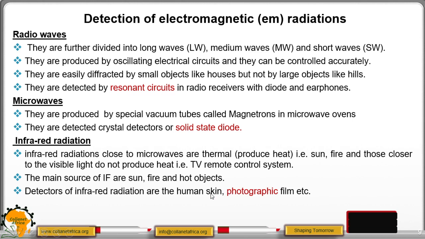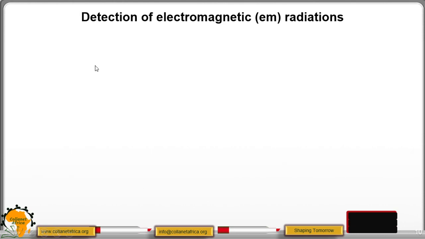It is detected by human skin and photographic film. That is why when you bask in the sun, you always feel the heat. That heat that you feel is what we call the infrared. Then from there we move to visible light.